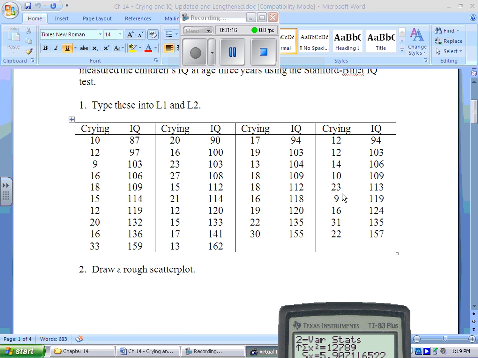They wanted to test this theory out, and what they did is they got, I think this is 38 babies. They found 38 babies between 4 days old and 10 days old. They provided a stimulus, measured the amount of crying that the babies did in response to that stimulus, and then 3 years later tested their IQ. And so these numbers, the crying and the IQ, go together.